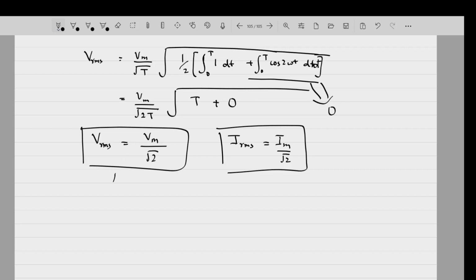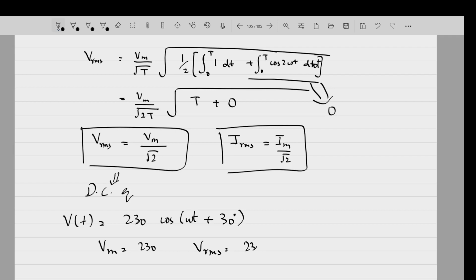Now this is our DC equivalent value of our system. So say for example you have been given any function v(t) equal to, say, 230 cos of omega t plus 30 degrees. Now if you were asked to find Vrms of this function, you know from here that Vm is equal to 230, this is actually the peak value, so Vrms will be equal to 230 divided by root 2, which is 162.63 volts. Fine.